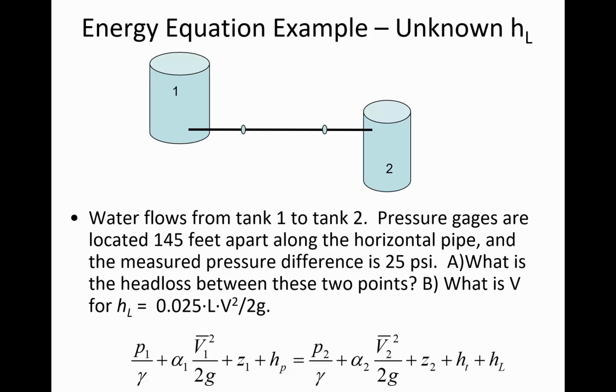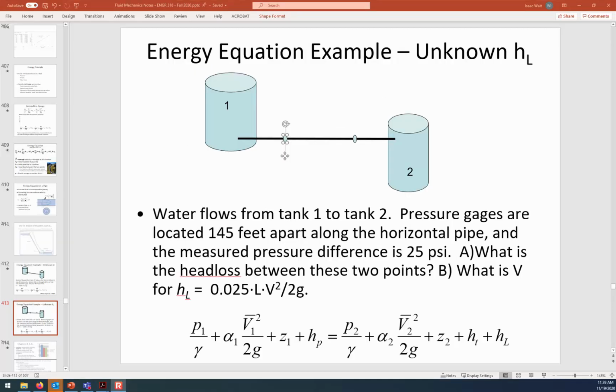And between these 2 points, there's no pump, there's no turbine, so both of those terms are going to cancel out. So what I'd like you to calculate is what's the head loss, and then once you have the head loss, what will be the flow velocity. Okay, let's take a look at this.